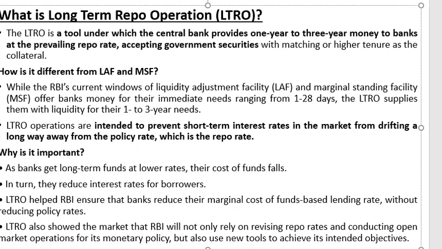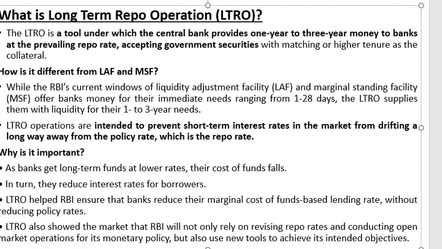How is it different from liquidity adjustment facility and marginal standing facility? While the RBI's current windows of liquidity adjustment facility and marginal standing facility offer banks money for their immediate needs ranging from 1 to 28 days, the long-term repo operation supplies them with liquidity for their 1 to 3 years needs. Long-term repo operations are intended to prevent short-term interest rates in the market from drifting a long way away from the policy rate, which is the repo rate.